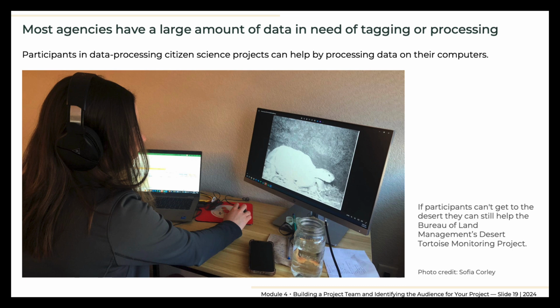Many data processing projects are built on the excellent platform Zooniverse, which brings its own audience of individuals willing to participate in data tagging and classification. Data processing projects are ripe for development by agencies. Those that are built on Zooniverse often require less funding and management than full-on data collection projects because of all the support that Zooniverse provides, and most agencies have a lot of data in need of tagging or processing.